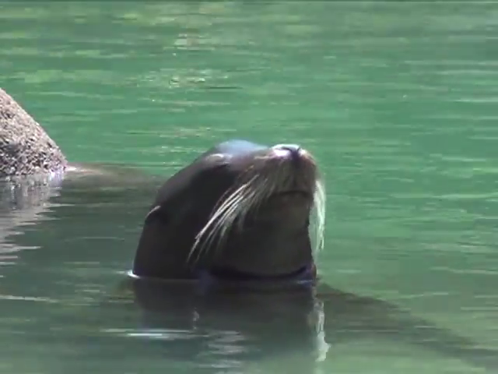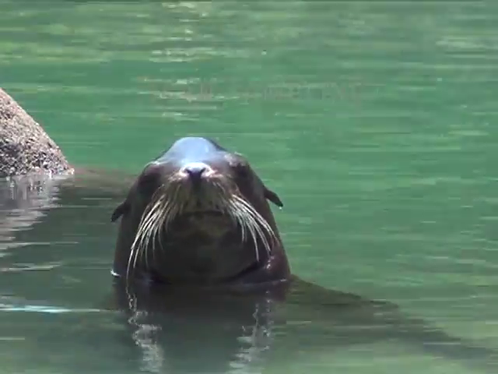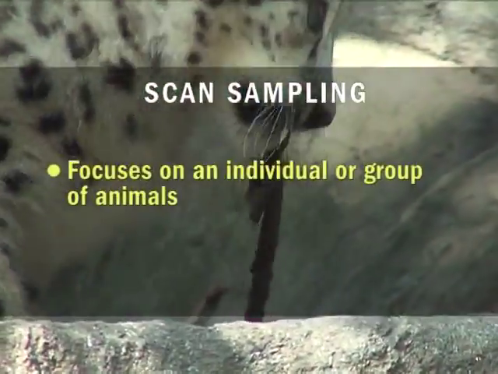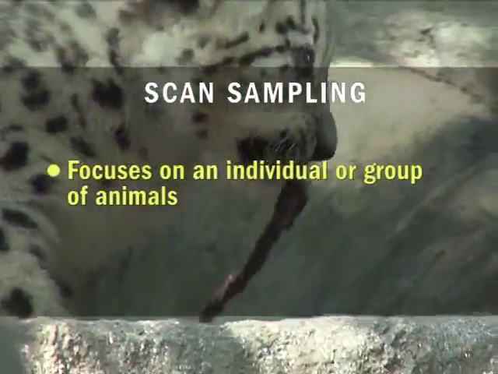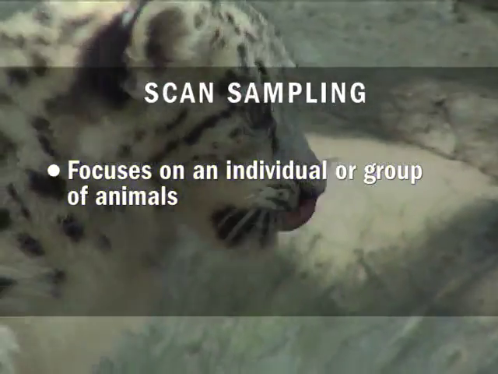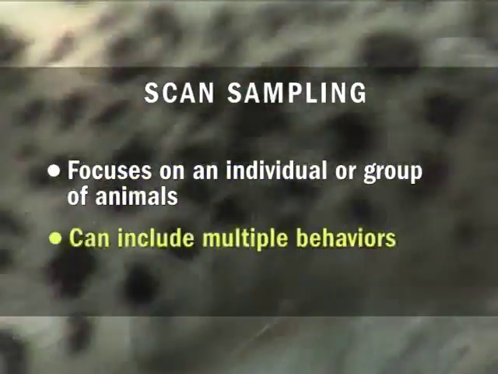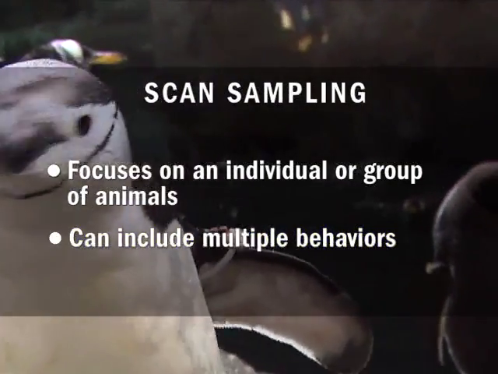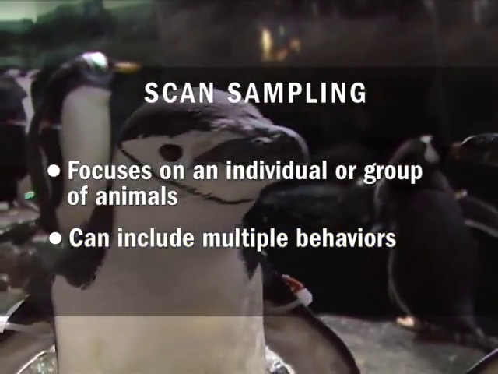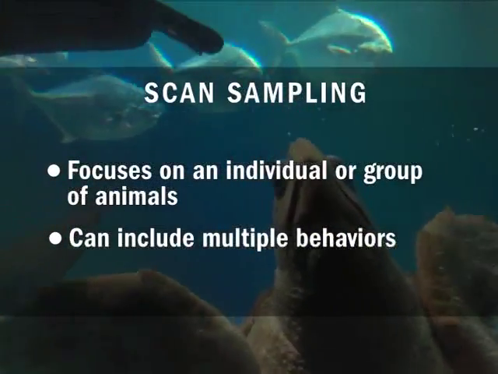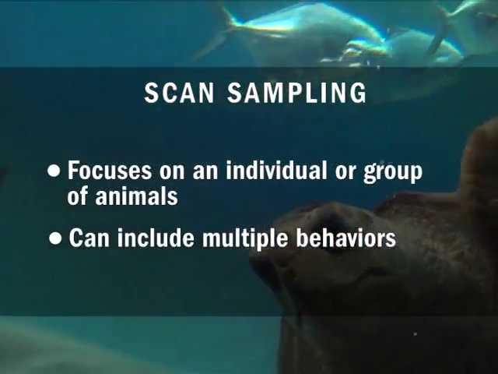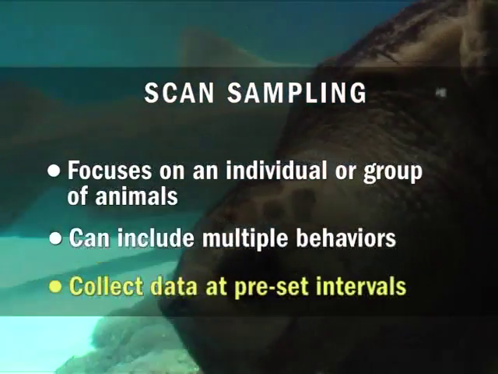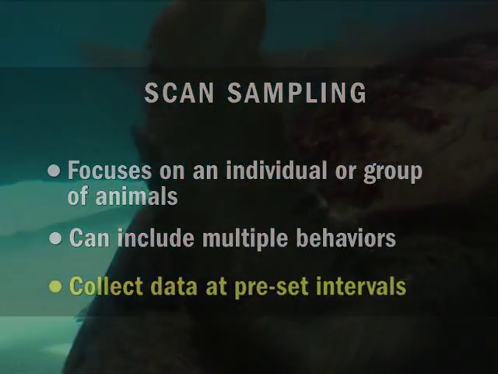The first method is called instantaneous or scan sampling. This method can be used to observe the behavior of one animal or a group of animals and can include multiple behaviors. However, this method gets more complicated as the number of animals and/or behaviors increases. In this method, you only note what the animal is doing at preset intervals, for example, every 30 seconds.